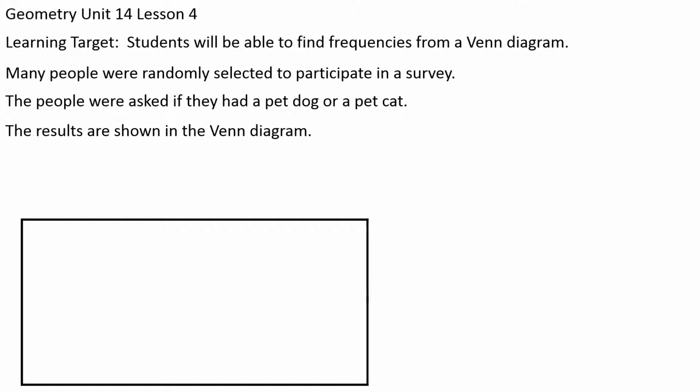Now, with a Venn diagram, everybody that I just surveyed needs to be represented exactly one time each in that Venn diagram. So everyone has to be in this rectangle.